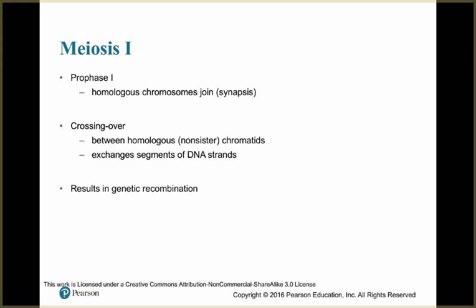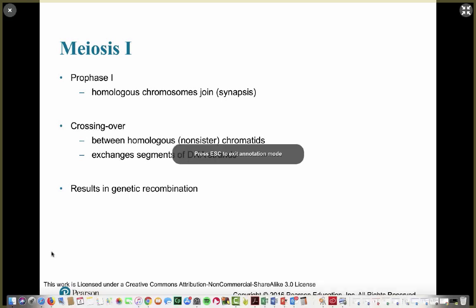The difference here, a big difference, is that the homologous chromosomes are going to be pairing. So the chromosome 1 that you have from your mom is going to pair with chromosome 1 that your dad gave you. And because they're so close to each other, they're attached, they're going to have what's called crossing over. And this is where genetic recombination is important.